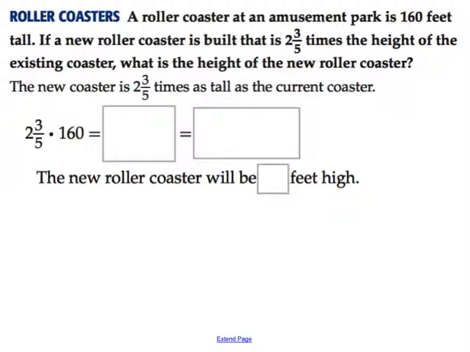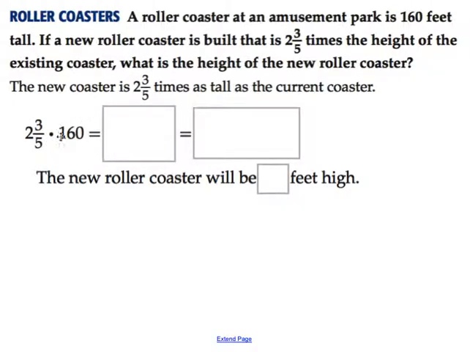Here's a word problem for you. It says a roller coaster at an amusement park is 160 feet tall. If a new roller coaster is built that is 2 and 3/5 times the height of the existing roller coaster, what is the height of the new roller coaster? Well, that means we're going to take 2 and 3/5 and multiply it by 160.